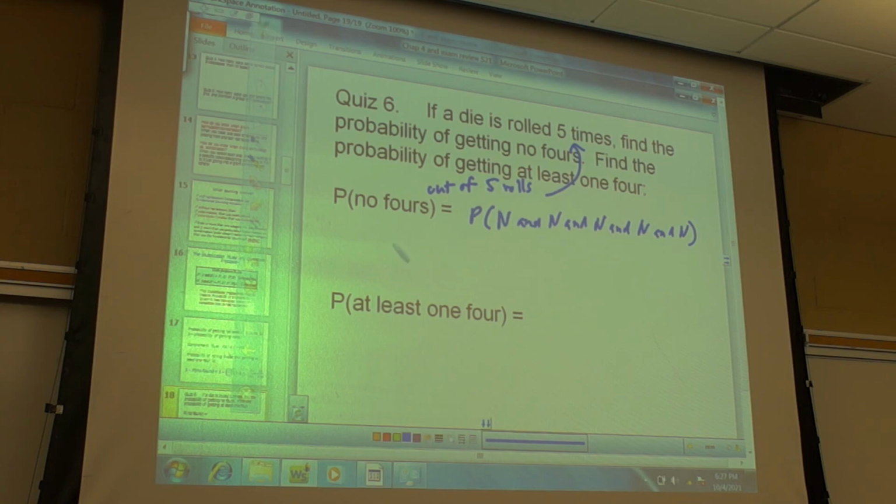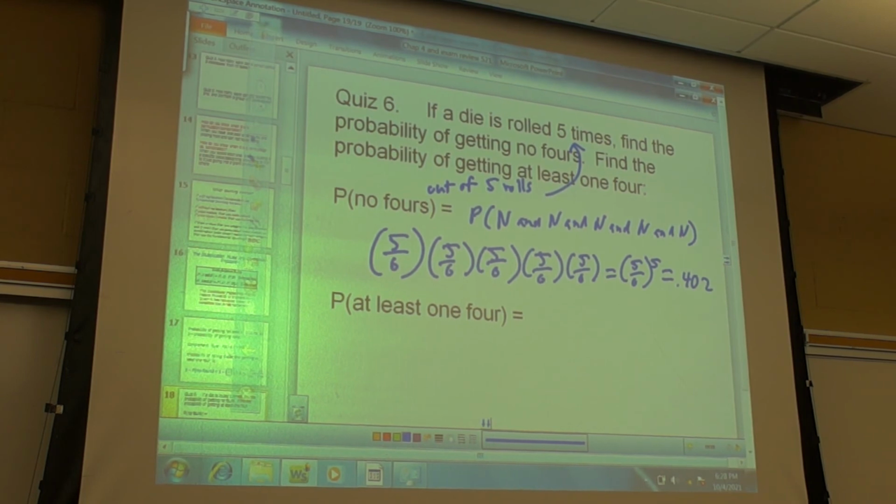So the first one's not a 4. What's the probability the first one's not a 4? 5 out of 6. And you're going to do this 5 times. So you're going to do it to the 5th power. Okay. Right. Or you can just do 5/6 times 5/6. I'm fine with doing either way. Right here, I'll write it this way too. 5/6 times 5/6 times 5/6 times 5/6 times 5/6, or 5/6 to the 5th, and you guys got what for that? 0.402. Yeah. Sounds good.